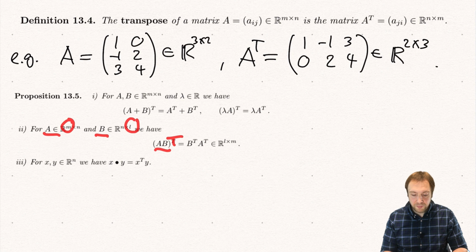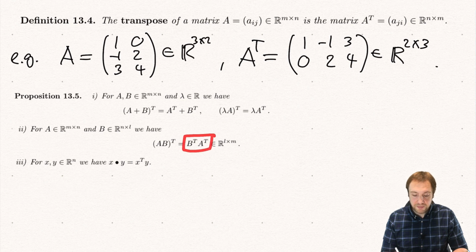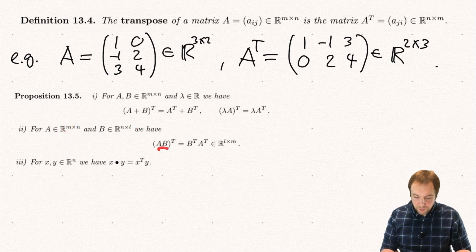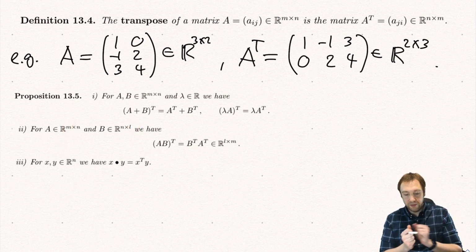So if I take the transpose of this product here, then this will be an l times m matrix. And the statement is that this is the same as taking the transpose of B first and then multiplying with the transpose of A. So the transpose of B is an l times n matrix, and the transpose of A is an n by m matrix. So these I can multiply, and the result will be an l times m matrix. But the important point here is that you need to change the order.